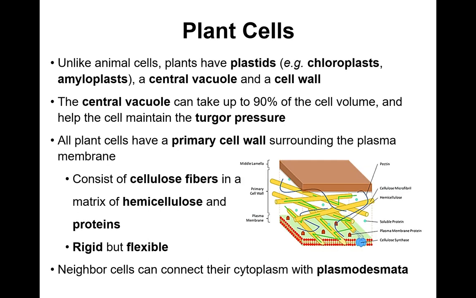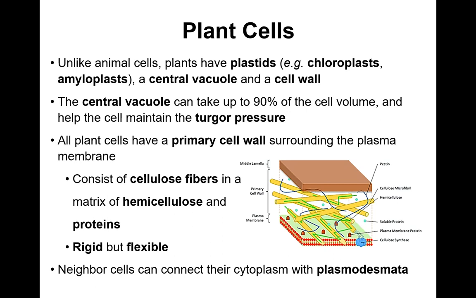So, plant cells. Plant cells are eukaryotes. Like animal cells, they have different organelles inside. They have a nucleus, mitochondria and so on. However, they also have some unique features. What are these unique features? There are three main differences. First, unlike animal cells, they have plastids.